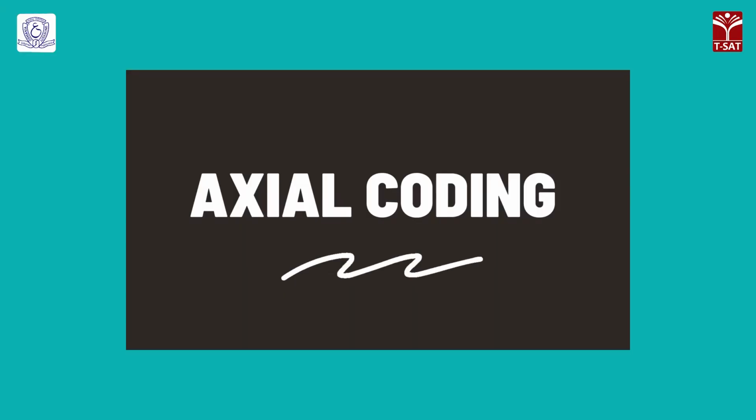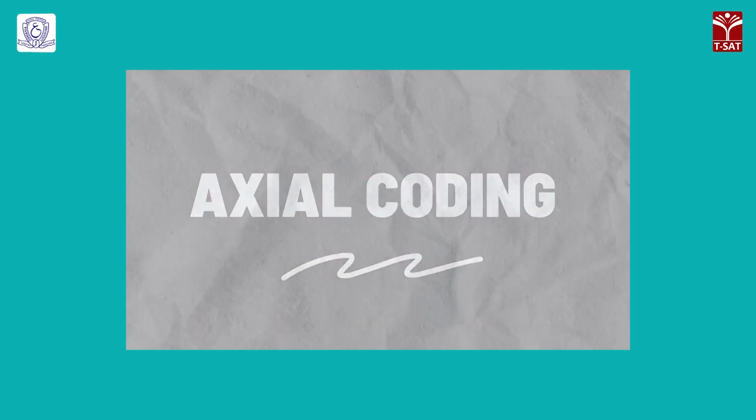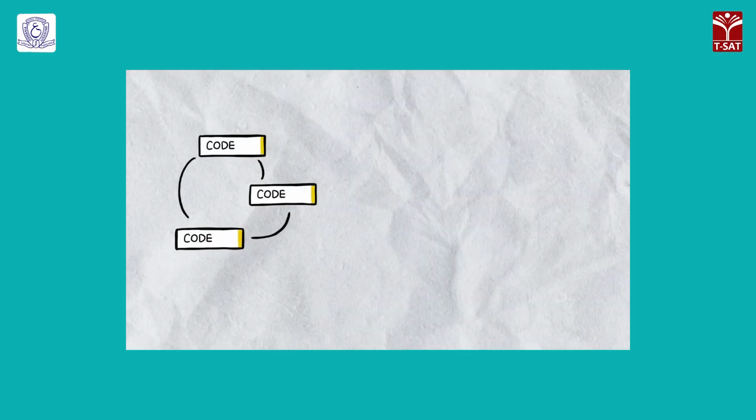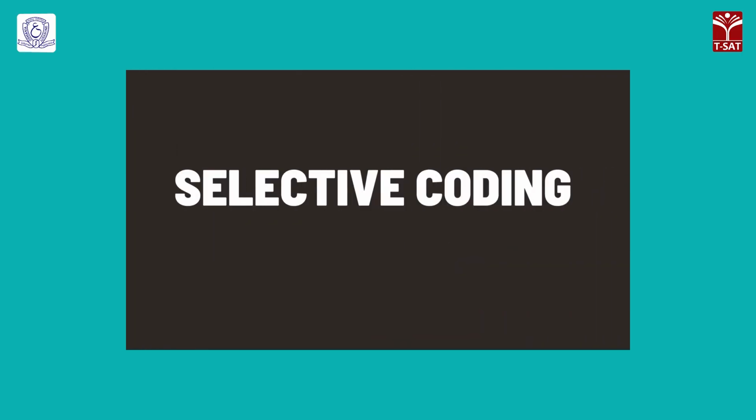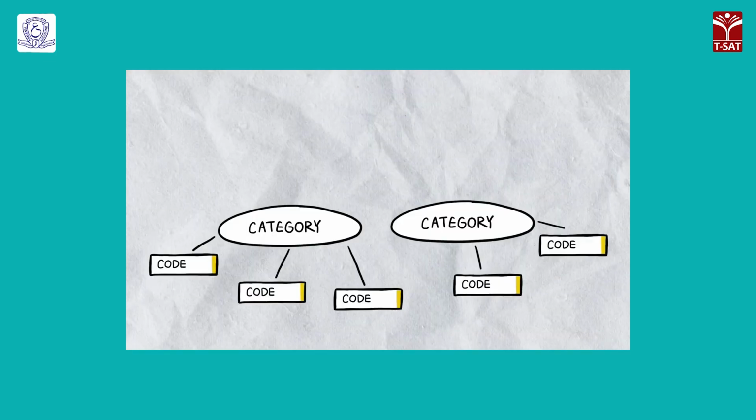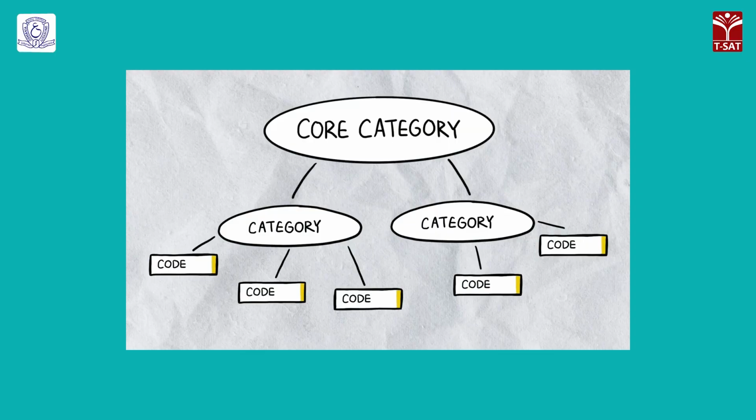The second phase of grounded theory is axial coding, where the categories and subcategories are assembled into causal relationships or hypotheses that can tentatively explain the phenomenon of interest. The third phase is selective coding, which involves identifying a central category or a core variable and systematically and logically relating this central category to other categories.